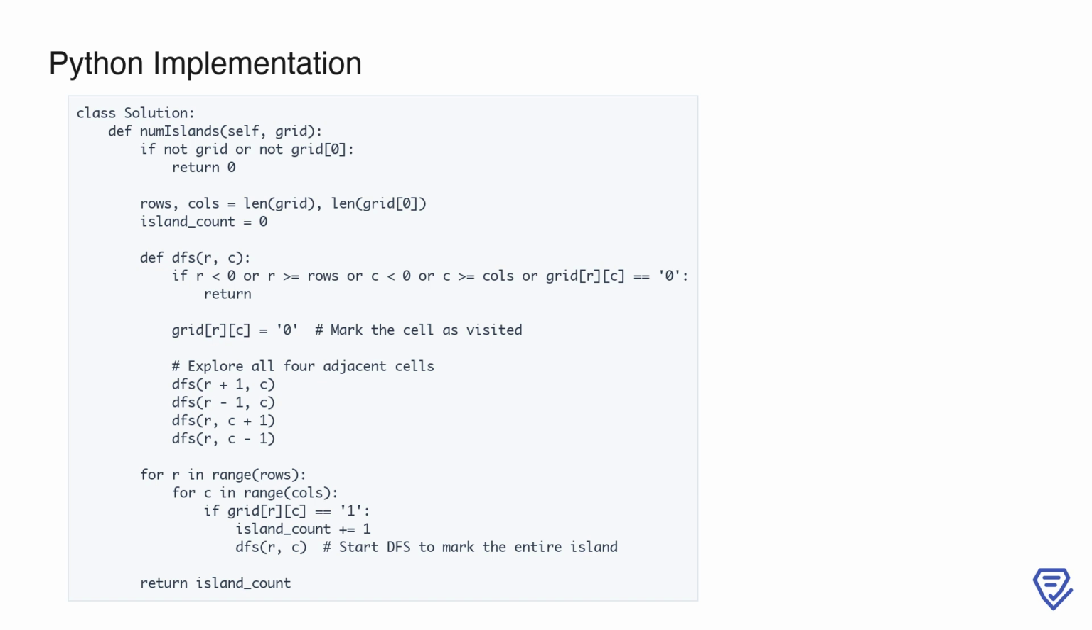This solution ensures that every cell is visited once, making the time complexity O(rows * cols), where rows and cols are the grid dimensions. This ensures the solution is efficient and scalable for larger grids.